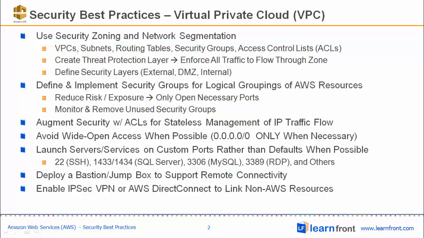First thing, Amazon recommends creating and using security zoning and network segmentation. You can achieve this by creating custom VPCs, subnets, route tables, security groups, and even access control lists. The general idea is to create threat protection layers and to enforce all traffic to flow through that external zone.